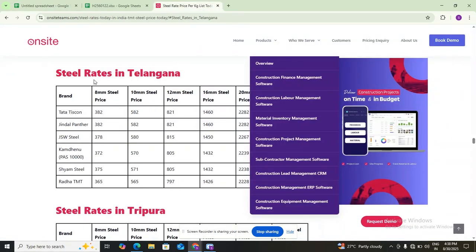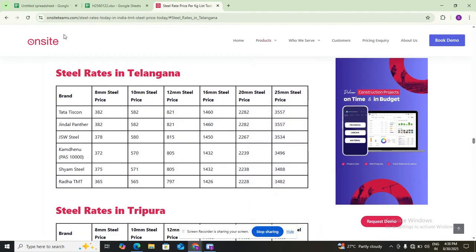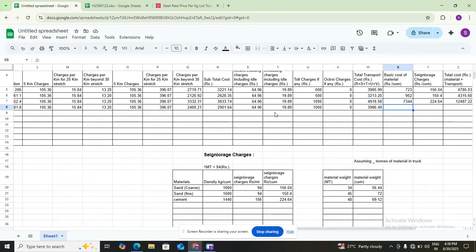In Telangana, steel rates in Telangana, we are taking the 25 steel price. Tata Steel is 3,457 rupees. That's why we need to enter 3,457 rupees per ton. Okay, to clarify, this is per ton. 3,507. We need to multiply it into steel.